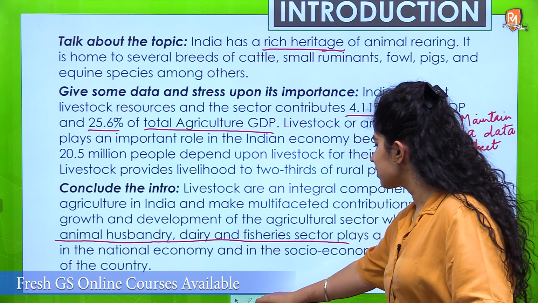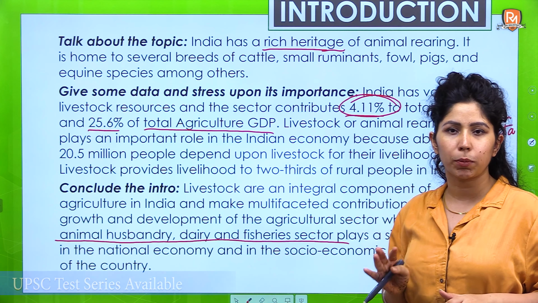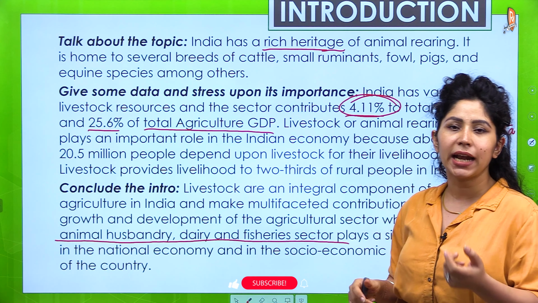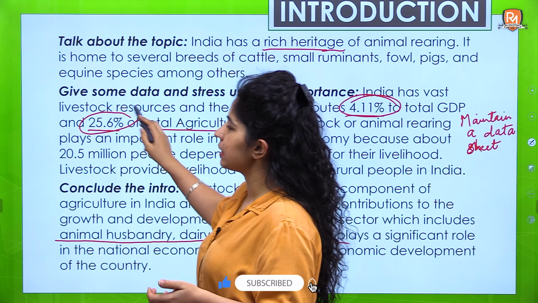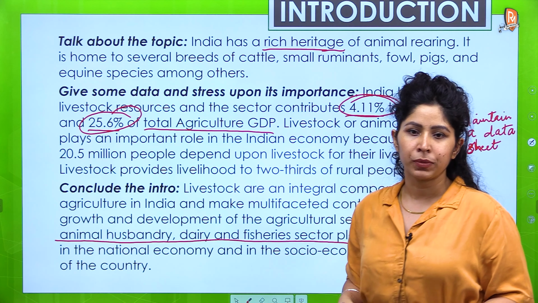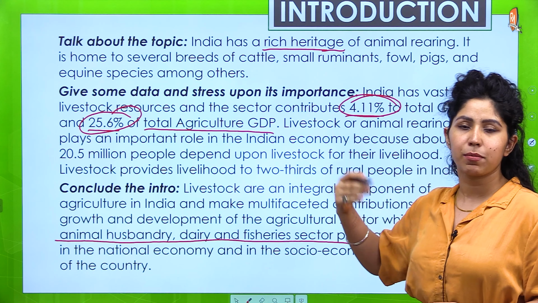So this is very general, very basic data with regards to livestock. The first one is that it contributes 4.11%, or close to 4%, to total GDP, and around one-fourth to agricultural GDP, that is around 25.6%. If you write about this data, this will be more than enough to get you more marks.